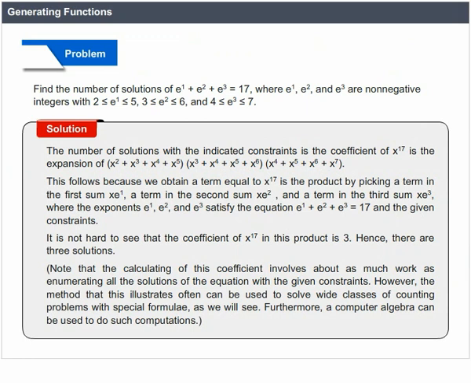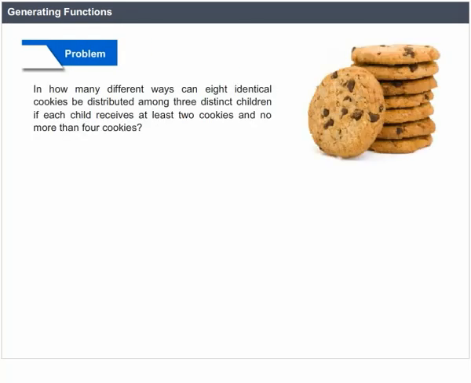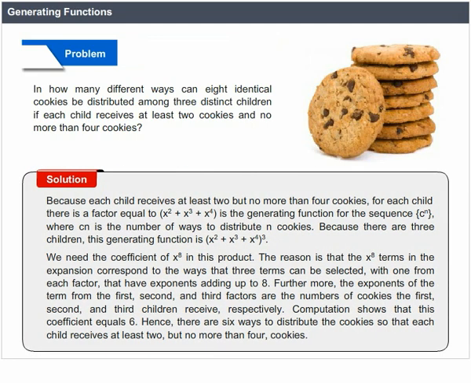In how many different ways can 8 identical cookies be distributed among 3 distinct children if each child receives at least 2 cookies and no more than 4 cookies? Solution. Because each child receives at least 2 but no more than 4 cookies, for each child there is a factor equal to x^2 + x^3 + x^4. This is the generating function for the sequence c_n, where c_n is the number of ways to distribute n cookies. Because there are 3 children, this generating function is (x^2 + x^3 + x^4)^3. We need the coefficient of x^8 in this product.